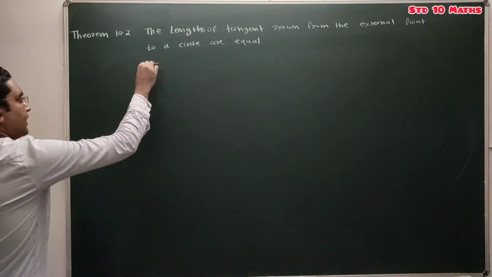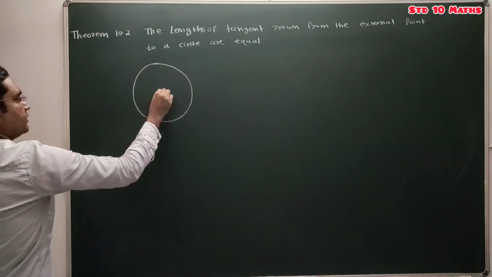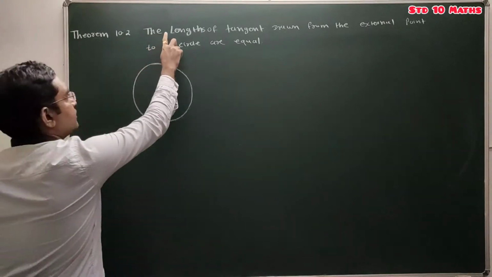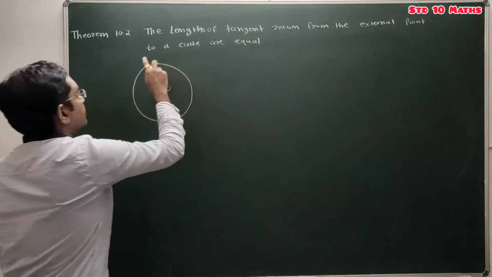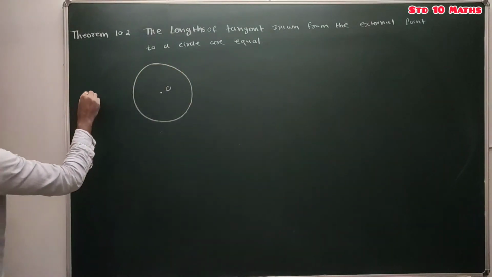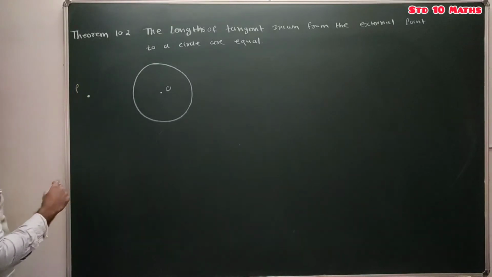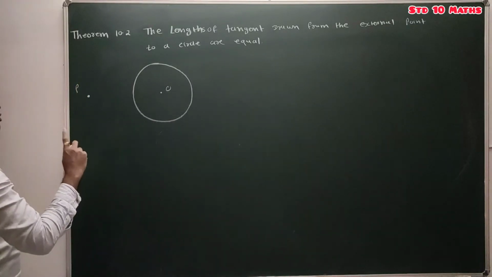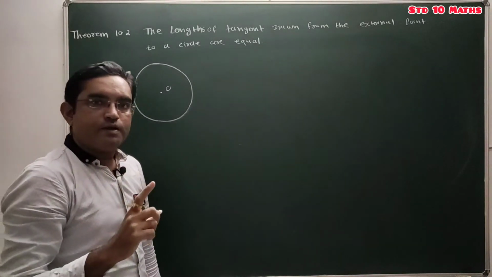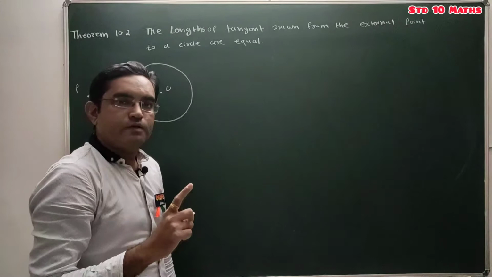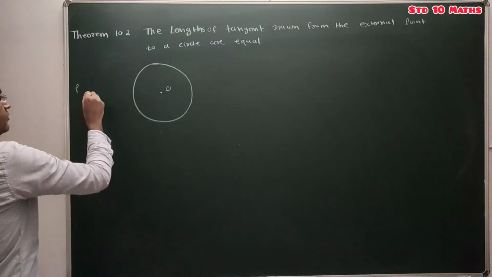Let us consider one diagram. One circle is given, a circle with center O. Then you have to consider the tangents drawn from an exterior point to the circle. So let P be a point in the exterior of the circle. We have to draw the tangents. We know that we can draw two tangents from a point which is exterior to the circle. Maximum two tangents can be drawn from the exterior point.